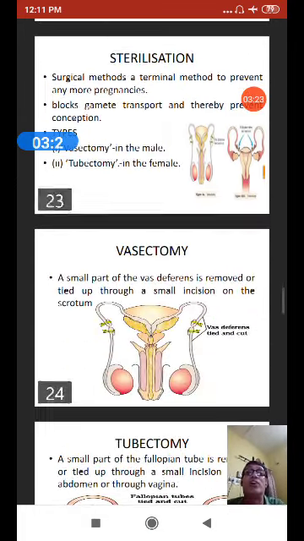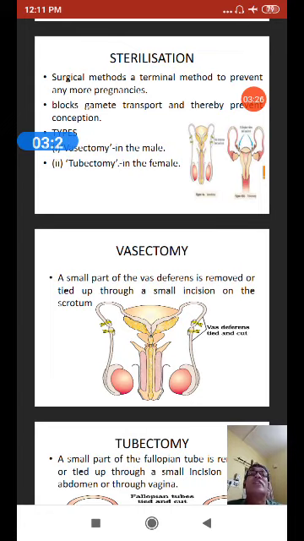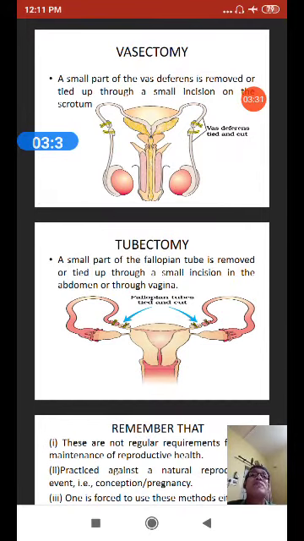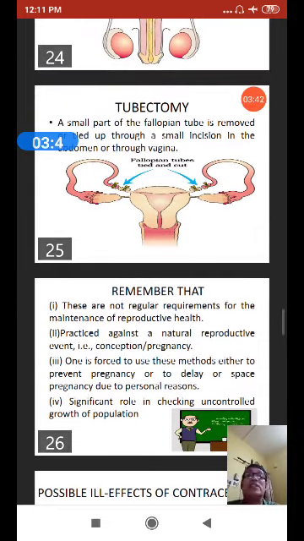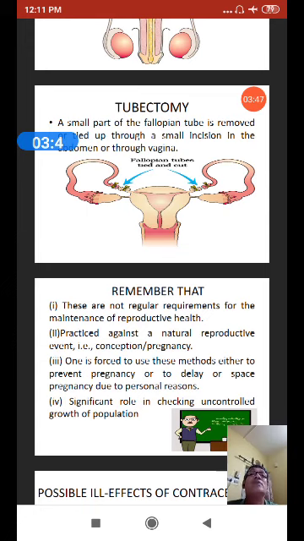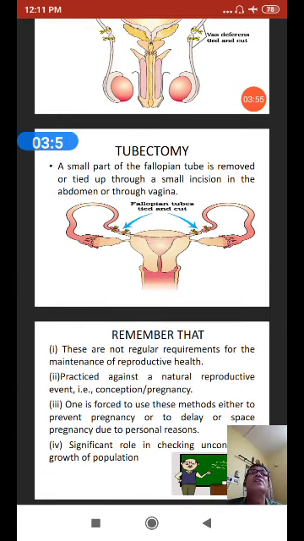At last, we will talk about sterilization, a surgical method. There are two types: vasectomy in the male and tubectomy in the female. What happens in vasectomy? The basic concept is to block gamete transport to prevent conception. A small part of the vas deferens is removed or tied up through a small incision on the scrotum so that sperm cannot proceed. In tubectomy, a small part of the fallopian tube is removed or tied up through a small incision.